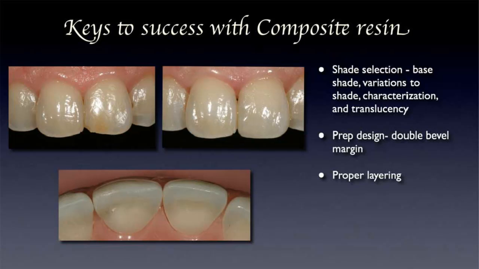Surface texture, as we mentioned, be mindful of the adjacent teeth. When you're dealing with central incisors, look at the topography, the surface texture, and mimic that here. Okay? That's how you're going to be successful. So it's not just about shade selection and design, but it's also about surface texturing. And finally, as I mentioned, the finishing and polishing. Very important. Okay?